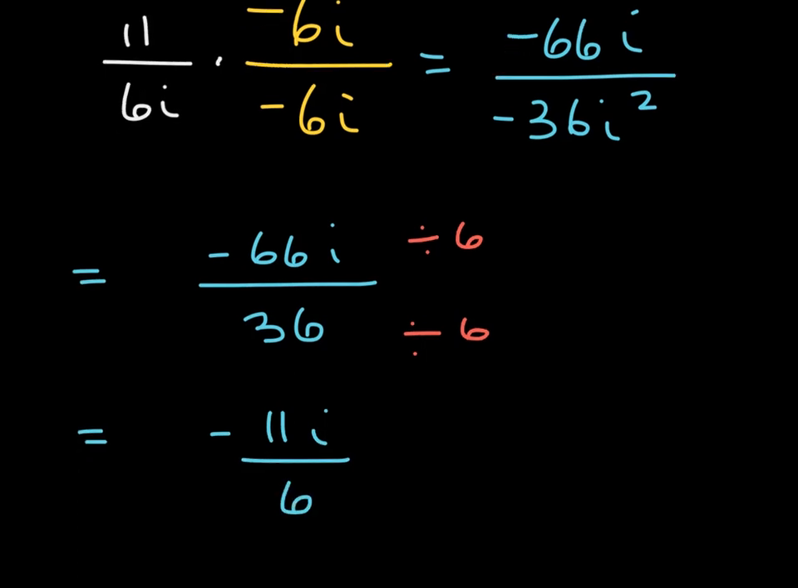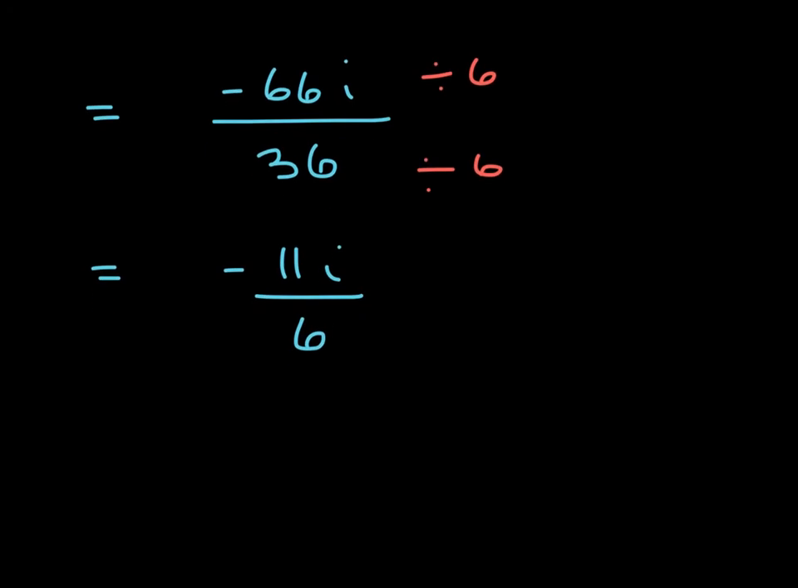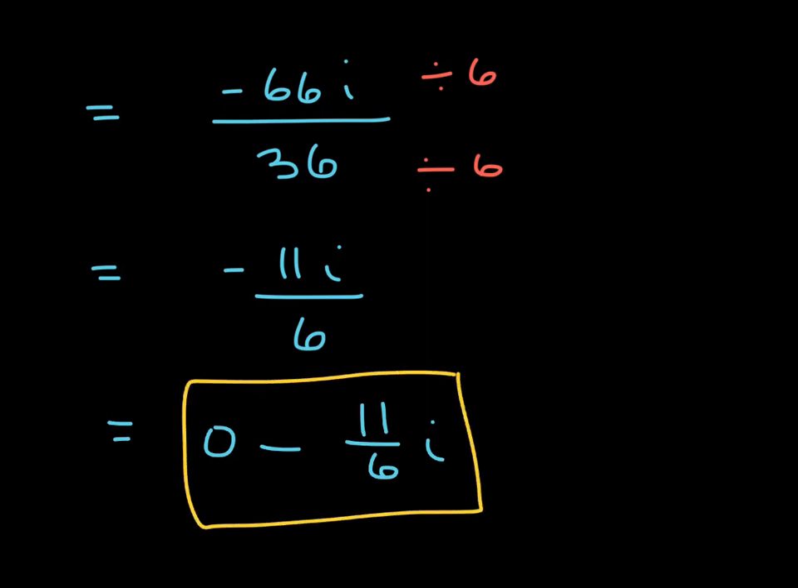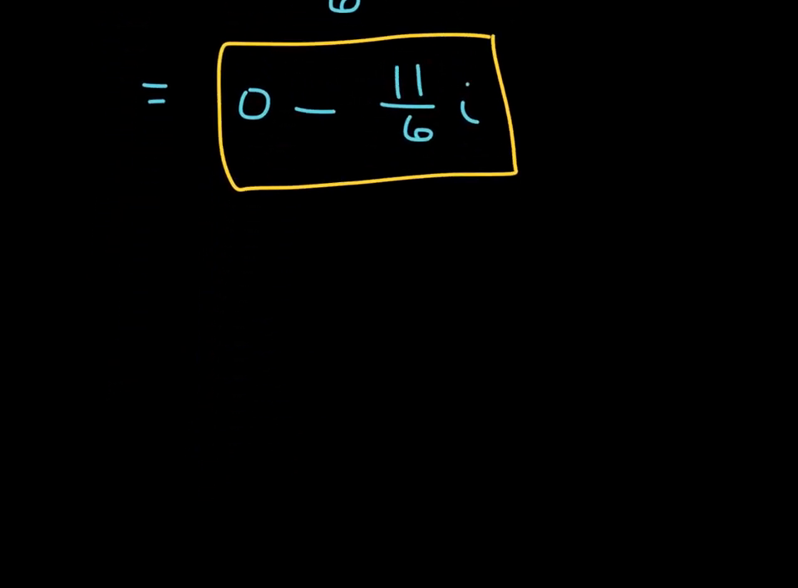Let's not forget to write our final answer in standard form for a complex number. So 0 minus 11 over 6 i. This is our final answer written in standard form for a complex number. Now, that wasn't too bad. However, I want to show you something else, okay?